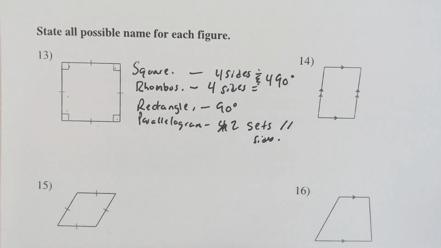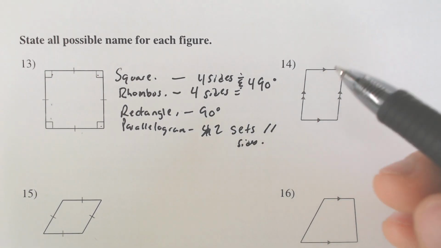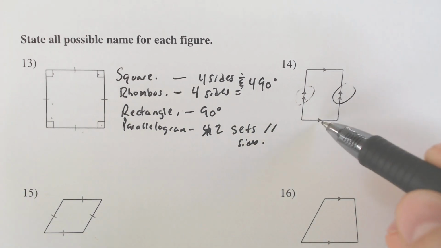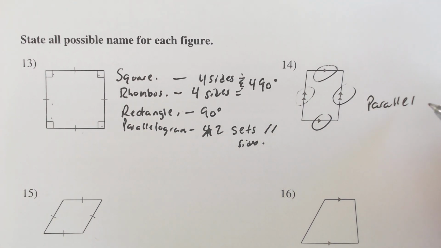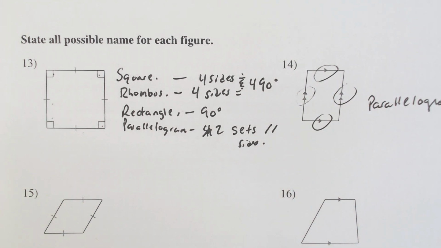Okay? 14. What do we have? We have one set of parallel sides. We have another set of parallel sides. The only thing that this is allowed to be then is a parallelogram. Okay? Besides the fact that it is also considered a quadrilateral. I am not going to write the word quadrilateral for each and every one of these.